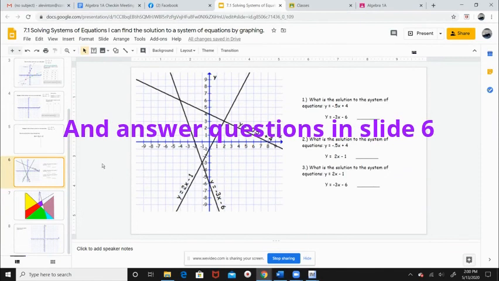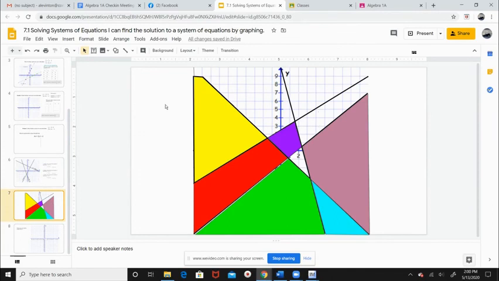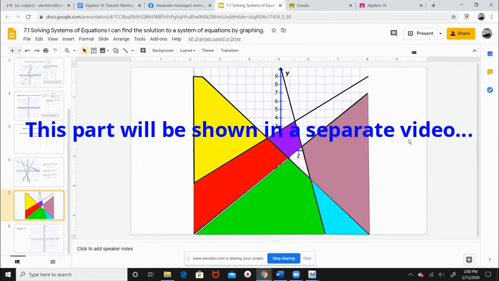Now, to finish off, what I want you guys to do is take a look at this stained glass project that we're going to have you do, and that is going to be done in a separate video. So I will go ahead and let you start off with that, and then I will attach a separate video for the stained glass project.